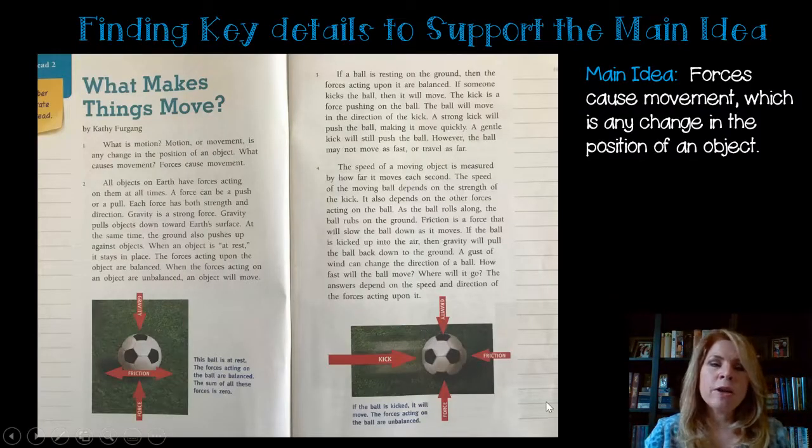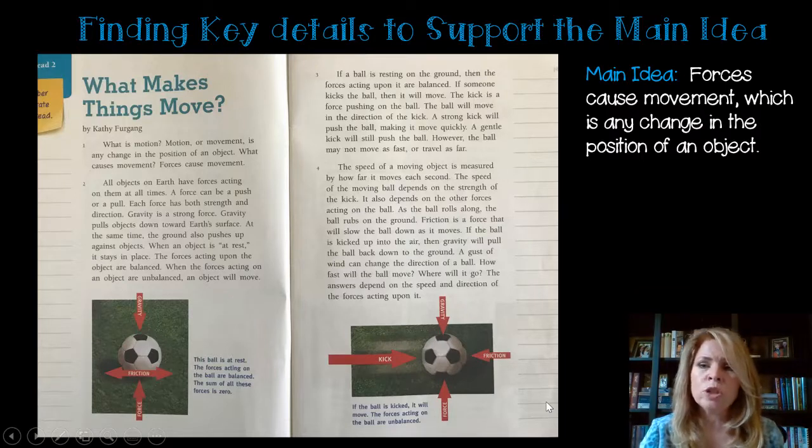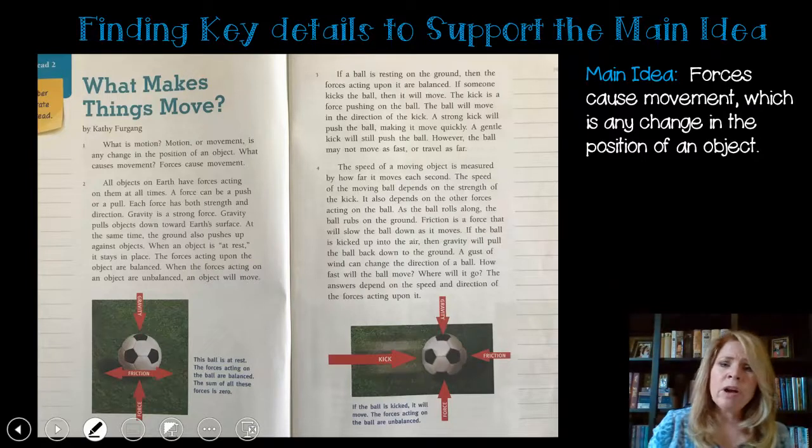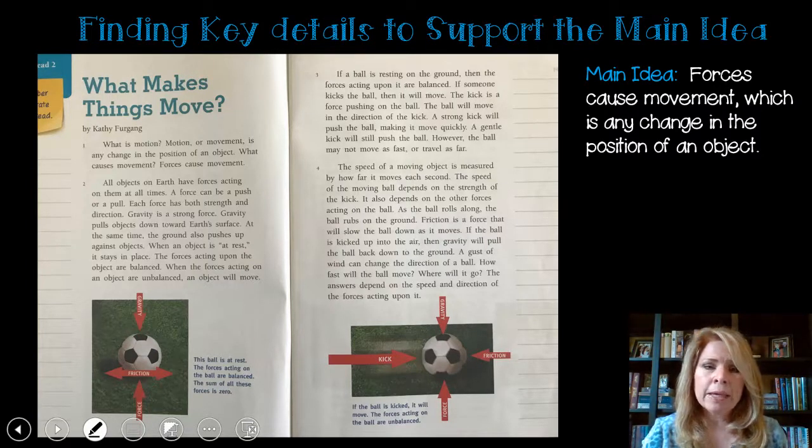Okay, so now for our example, we're going to look at a story from our last unit on force, and we're going to look for the key details that support the main idea. Again, on your lesson, we give you the main idea, and you just have to find the supporting details that support that main idea. So for this story that I'm using for our example, our main idea is forces cause movement, which is any change in the position of an object. So I'm going to pick up my highlighter, and I'm going to highlight for the main idea and key details.